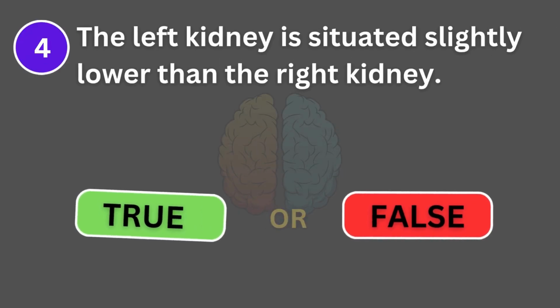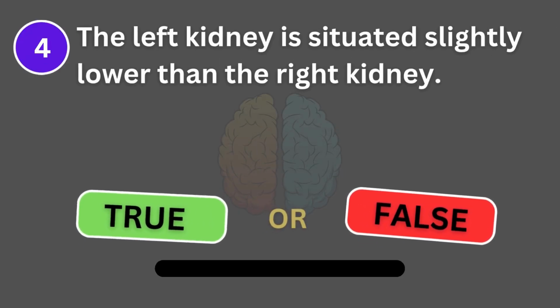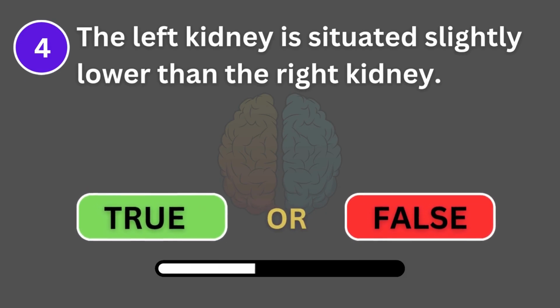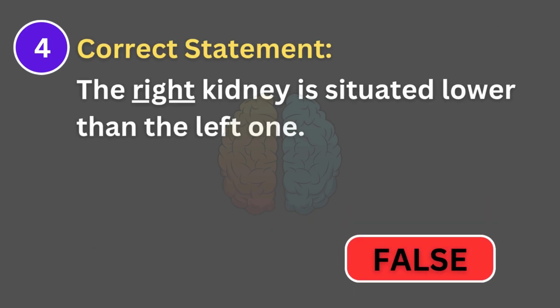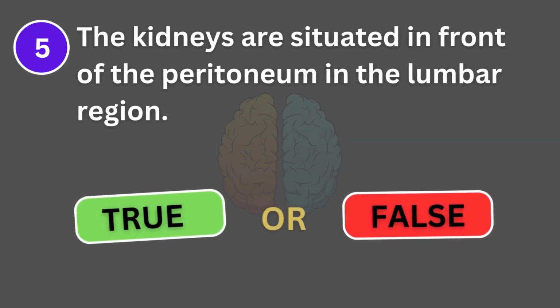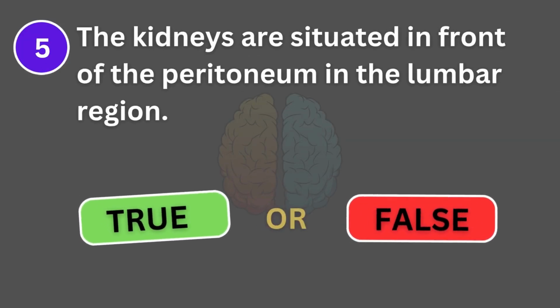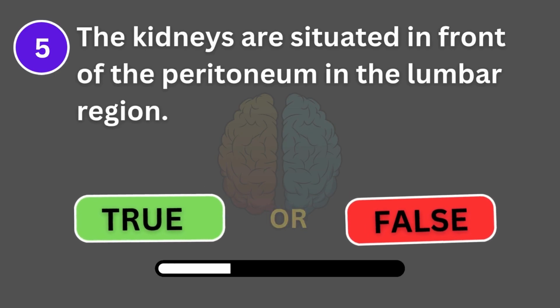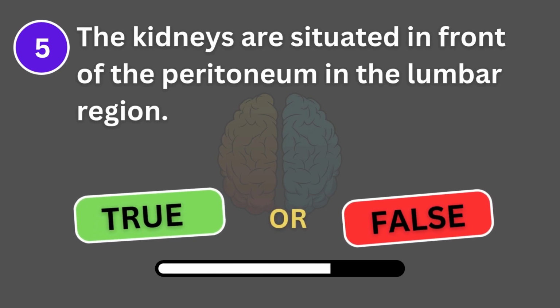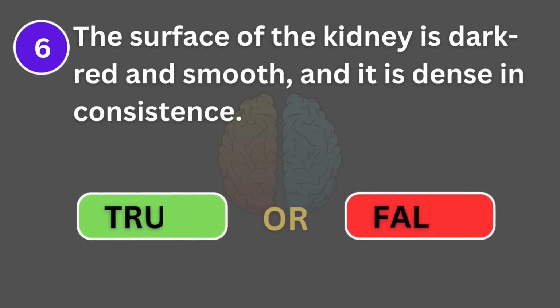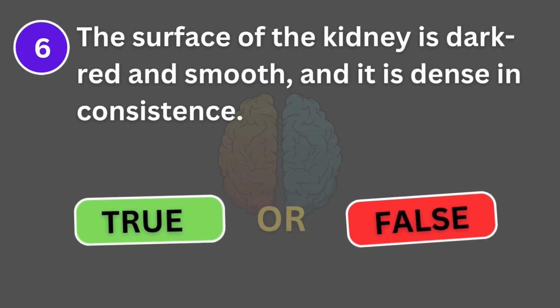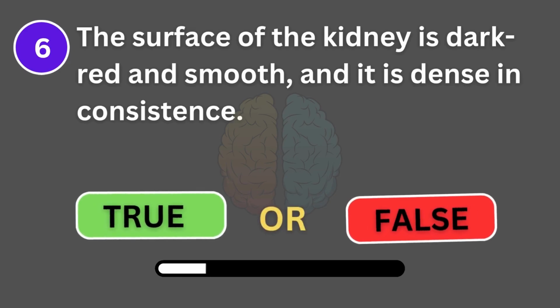The left kidney is situated slightly lower than the right kidney. The kidneys are situated in front of the peritoneum in the lumbar region. The surface of the kidney is dark red and smooth, and it is dense in consistence.